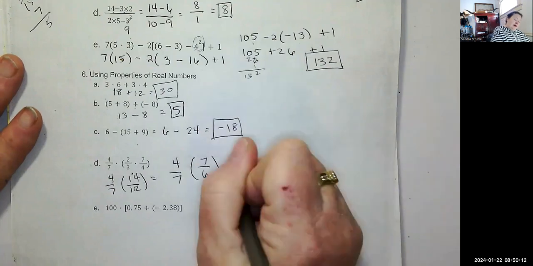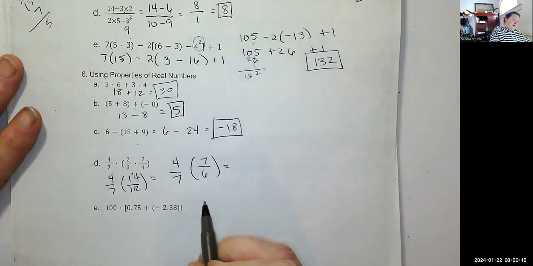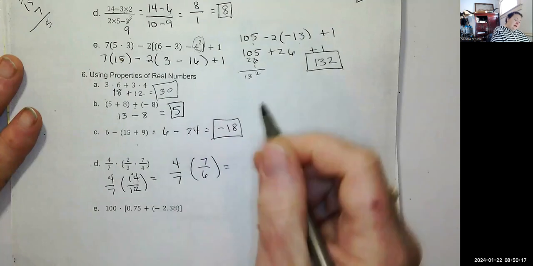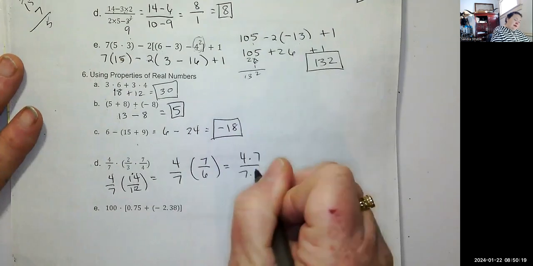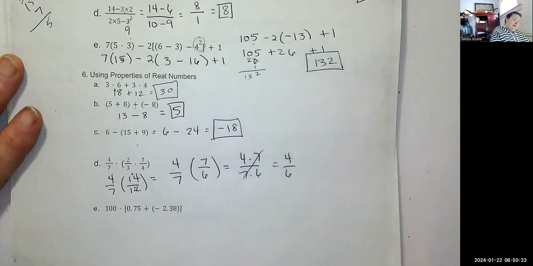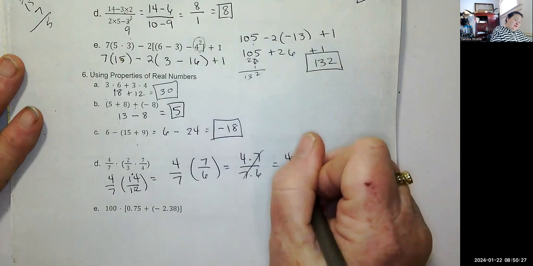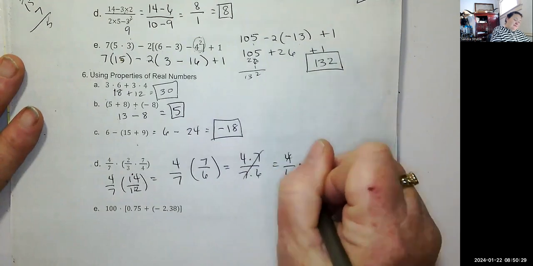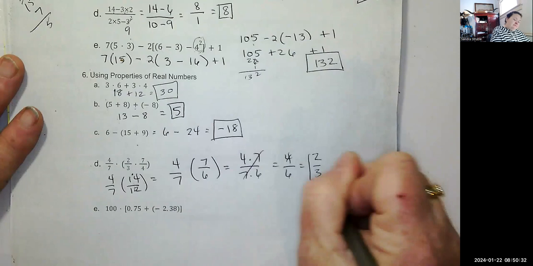Okay. Now I'm going to multiply straight across. Oh, wait a minute. This is the same thing as 4 times 7 over 7 times 6. These reduce. So that leaves me with 4 sixths, which reduces even more by 2. 2 goes into 4 2 times, and 2 goes into 6 3 times.